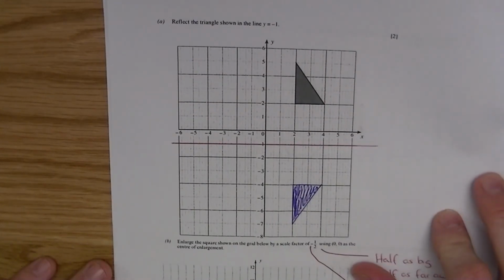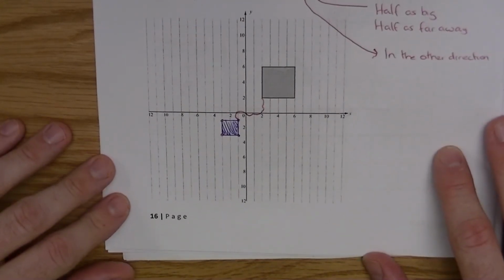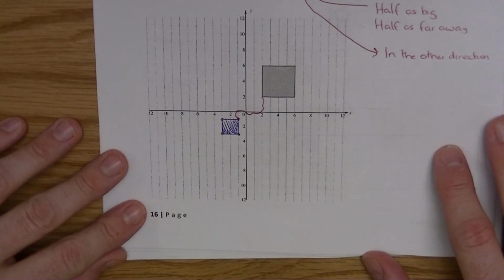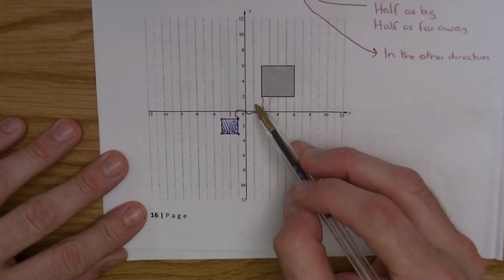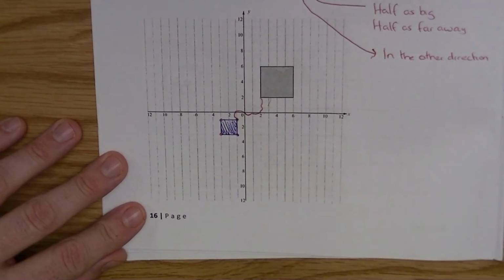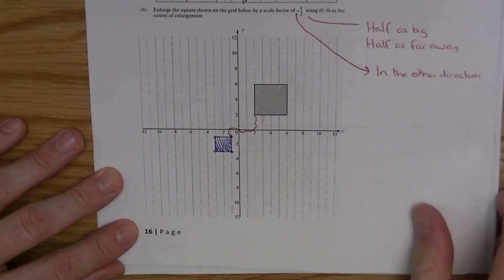Unfortunately, this question's made it in twice, so it's a replica of what we did on the last page, so nothing to say about that. Scale factor -1/2 enlargement, so half as big, half as far away, but in the opposite direction. So instead of 2 right and 2 up, it would be 1 right and 1 up, but because it's -1/2, it's 1 left and 1 down, and you can see my notes there, half as big, half as far away, in the opposite direction.